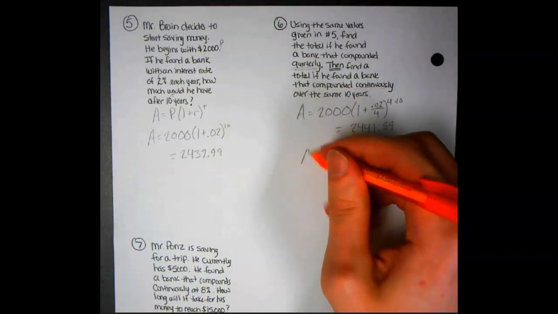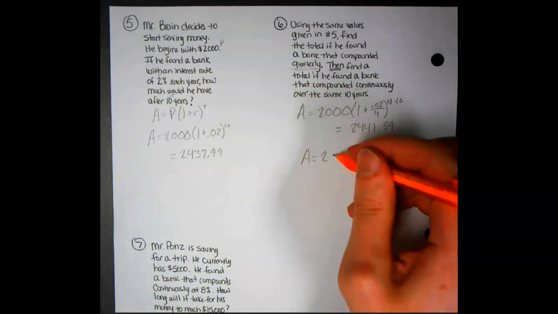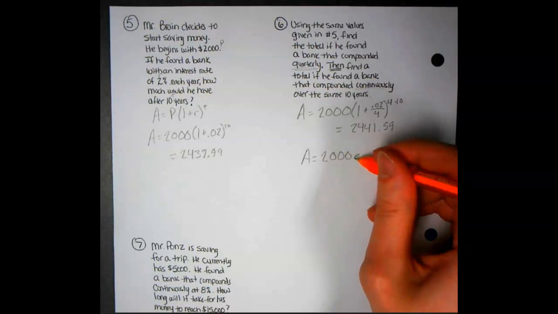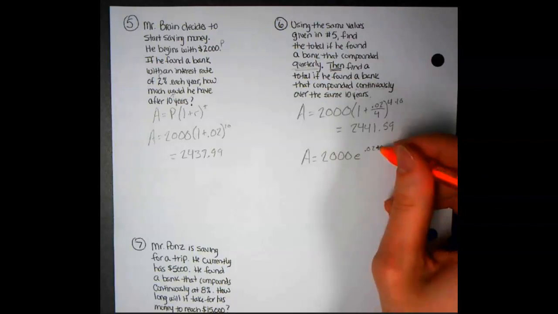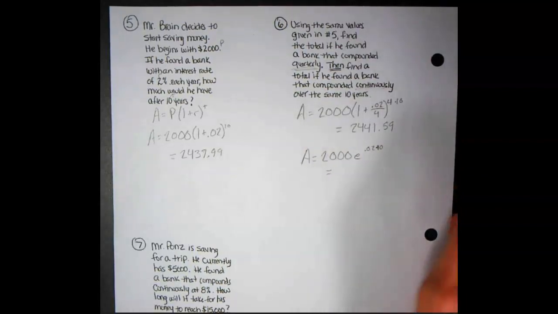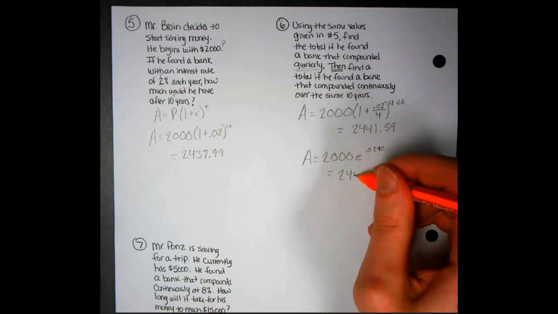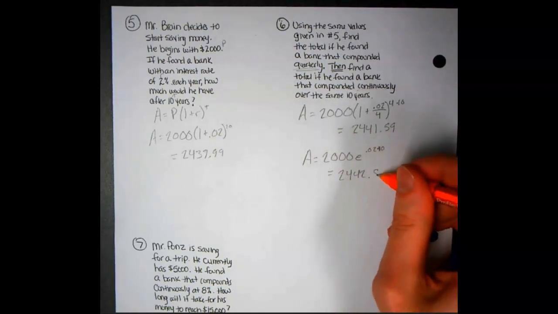For the second, this is for compounding continuously. We have that same 2,000, e to the 0.02 times 10. And when we plug that into a calculator, we'll have 2,442.